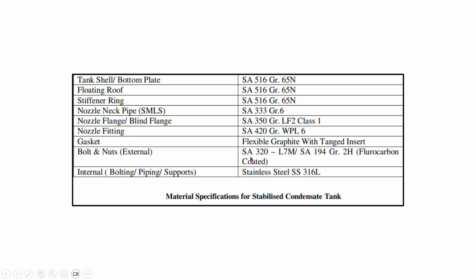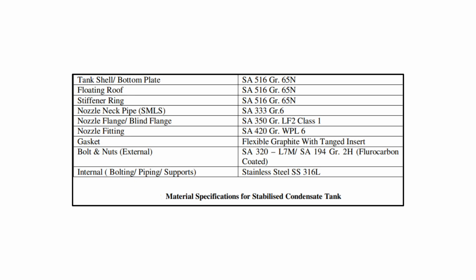Gasket will be graphited. Bolts and nuts also SA 320. And then internal piping and so on will be stainless steel. So this is the piping material. This is the material grade you have to place order for manufacturing any tank.